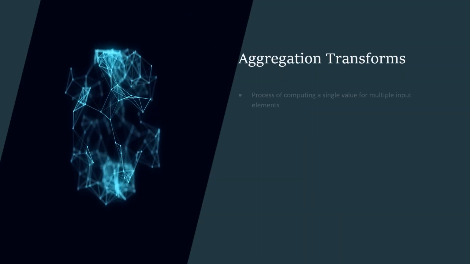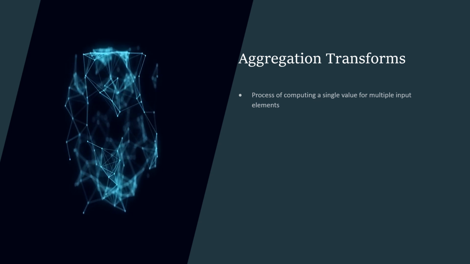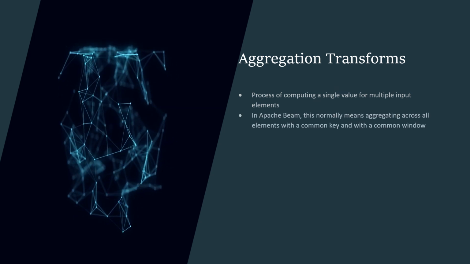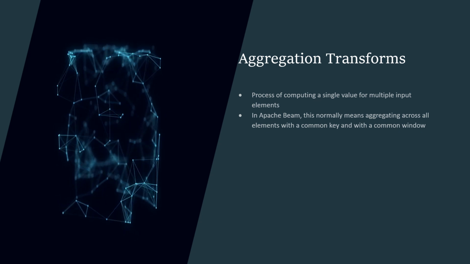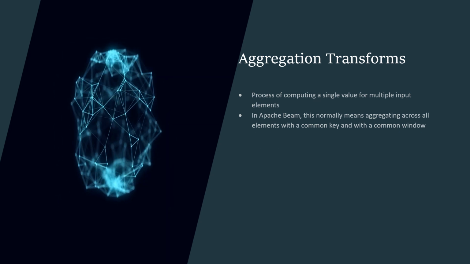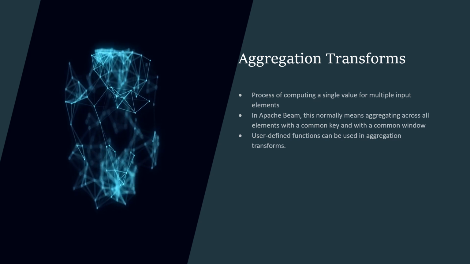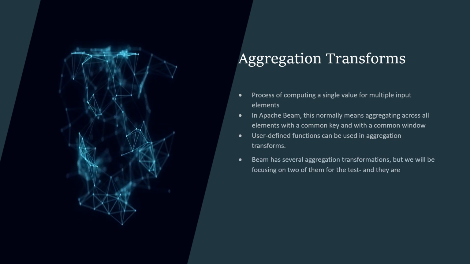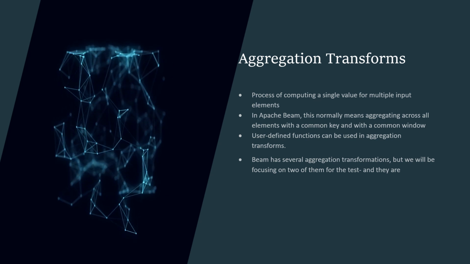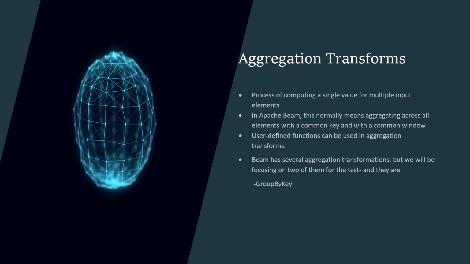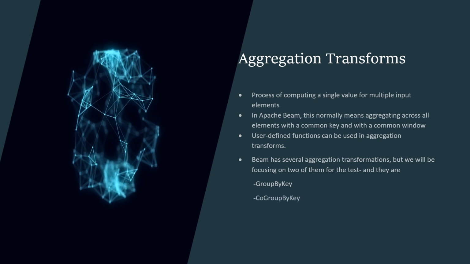Aggregation transform is a process of computing a single value from multiple input elements. In Apache Beam, this normally means aggregating across all elements with a common key and with a common window. User-defined functions can be used in aggregation transforms. Beam has several aggregation transforms, but we will be focusing on 2 of them for the test, and they are group by key and co-group by key.